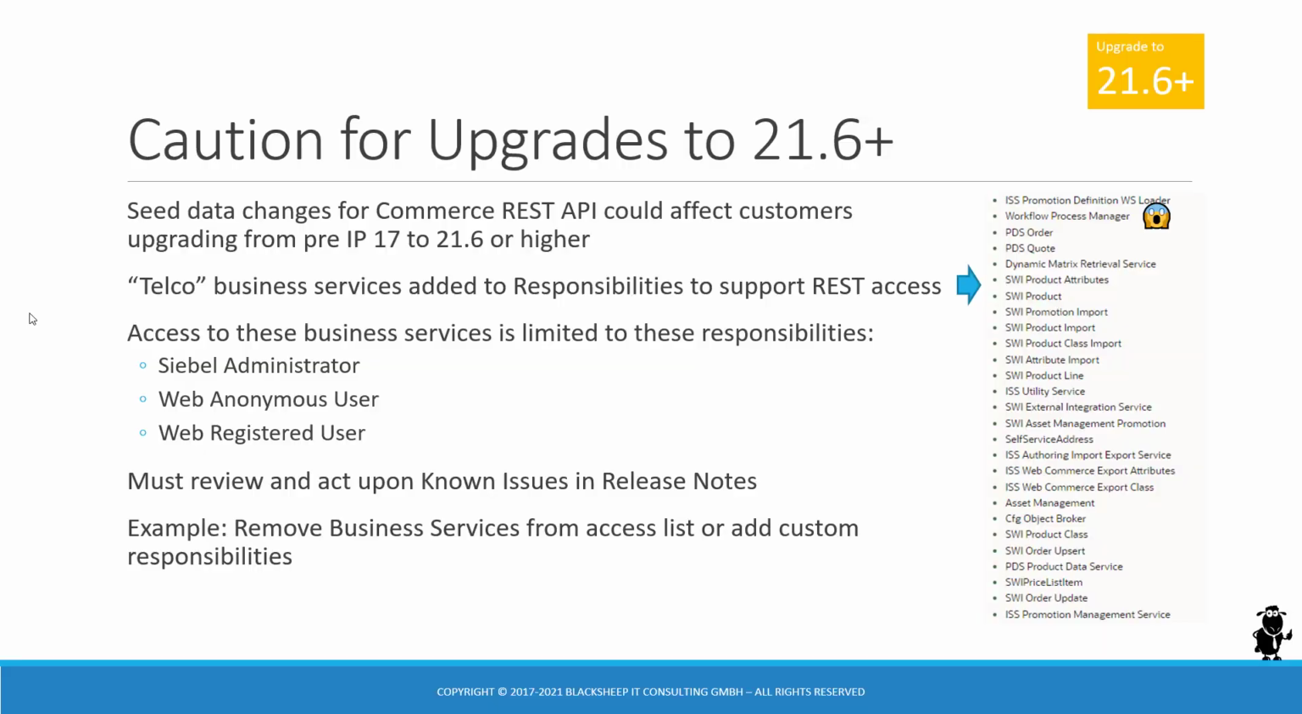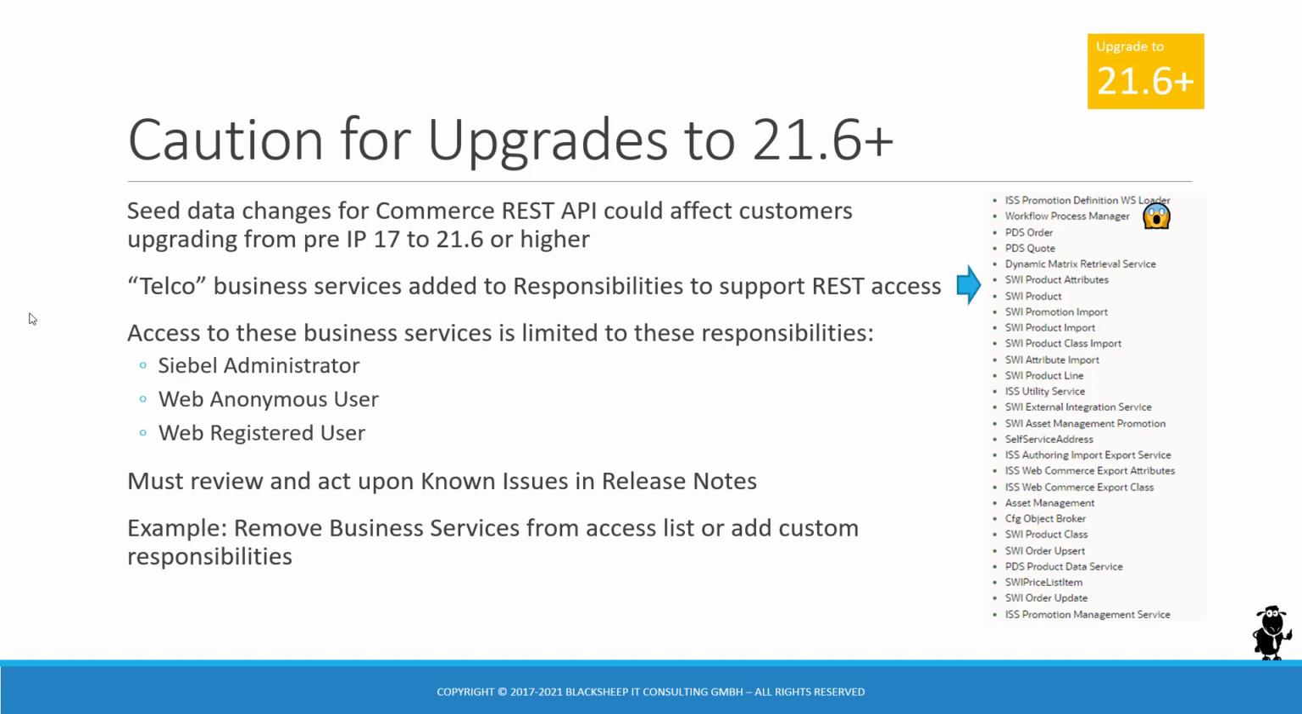The technical implementation of the Telco REST API in 21.6 is a few changes that are required to make the integration objects and workflow processes and business services work better. The changes include, as documented in the REST API guide now, adding several high-profile business services, including Workflow Process Manager, to the business service access list, which controls or limits access to business services by responsibilities. This is required for accessing them through the REST API.